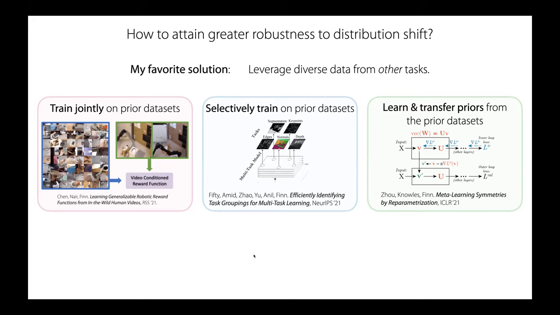However, there are going to be scenarios where you don't have suitable prior data. And so what I'd like to focus on in this talk is, what if you don't have suitable prior data? Can we still design inductive biases, ideally inductive biases that are fairly general, but that allow us to acquire models that are more robust?